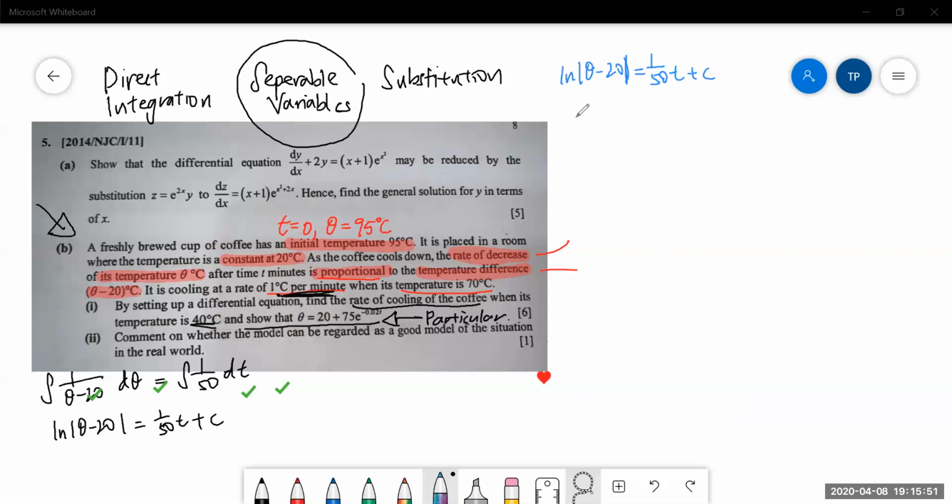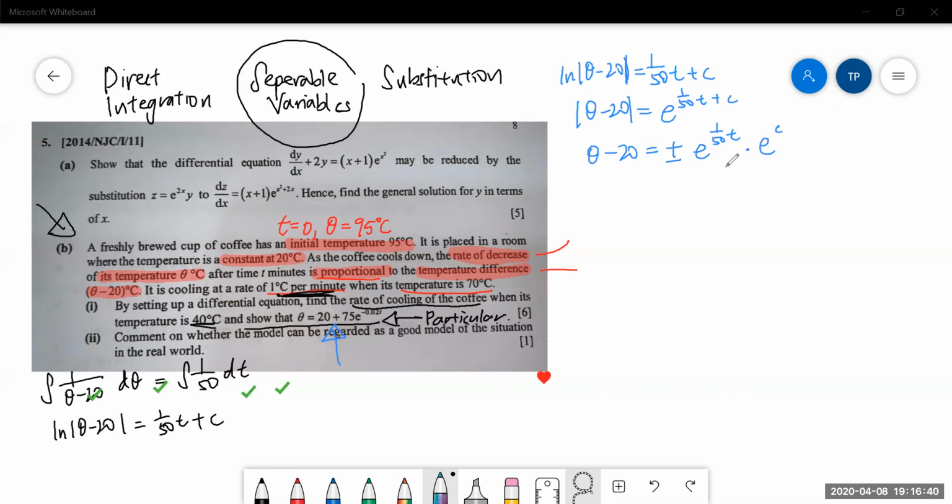Okay, so over here, what we want to do is to isolate theta, right? Because we want the particular solution over here. So we'll bring the ln over first. So we get mod theta minus 20 equals to e to the power of 1 over 50 t plus c. Then since it's mod, we will have plus minus e to the power of 1 over 50 t. Here we want to separate the terms into e to the power of 1 over 50 t and e to the power of c using laws of indices.